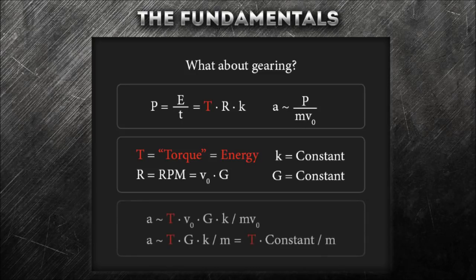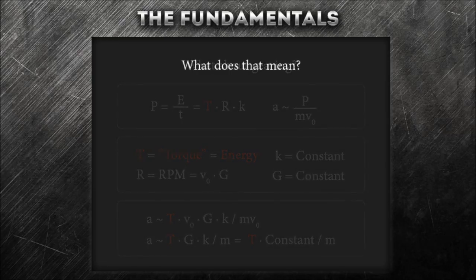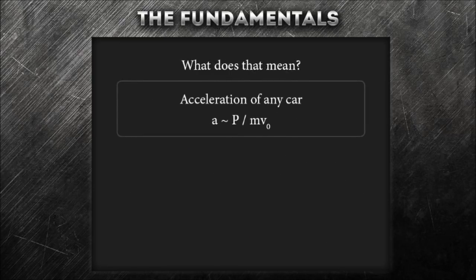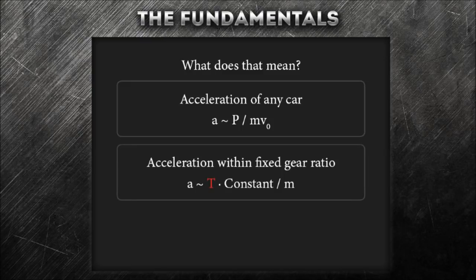Using our previously derived equations, we see that acceleration within a fixed gear now becomes torque times a constant divided by the car's mass. To summarize, we have shown that the acceleration of a car depends only on its current power output, its mass, and its current speed. If we look at the subcase of accelerating within a fixed gear ratio, the first statement still holds true, but also the limiting effect of the gearbox means that we get an acceleration that is directly linearly proportionate to the amount of work the engine produces per combustion cycle, what is wrongly called torque.